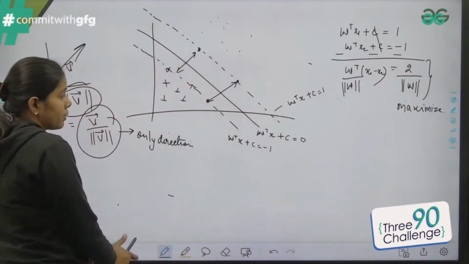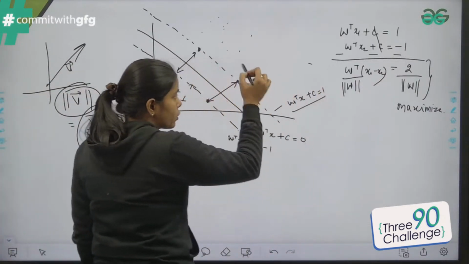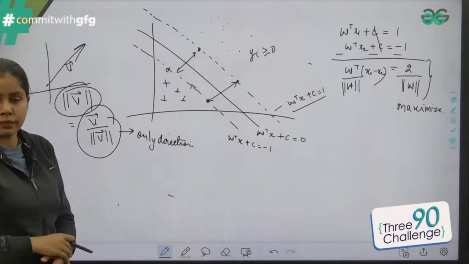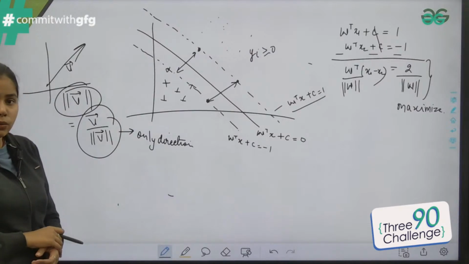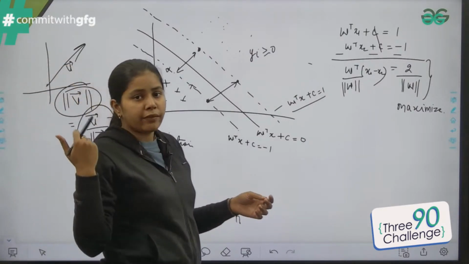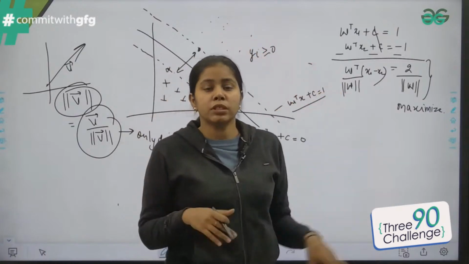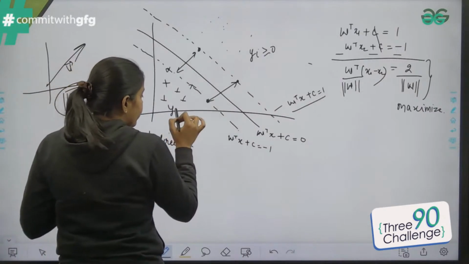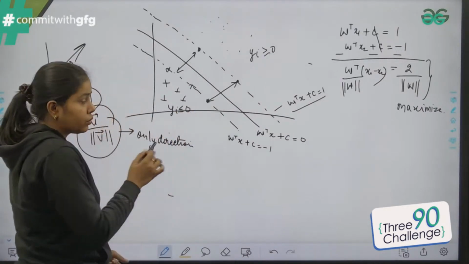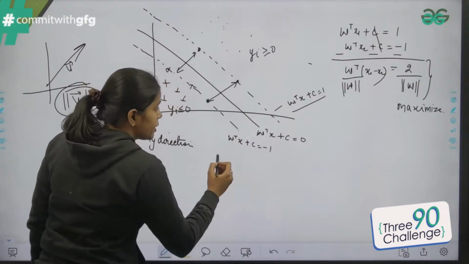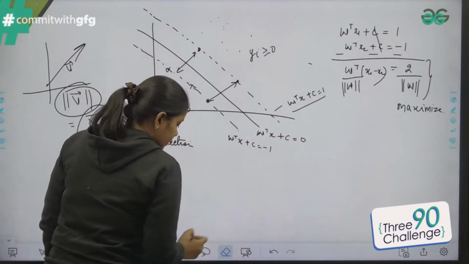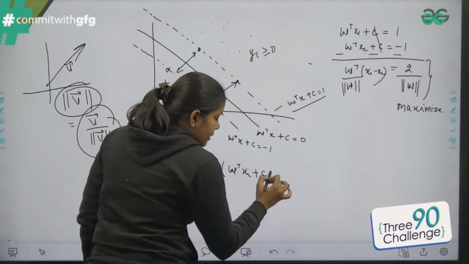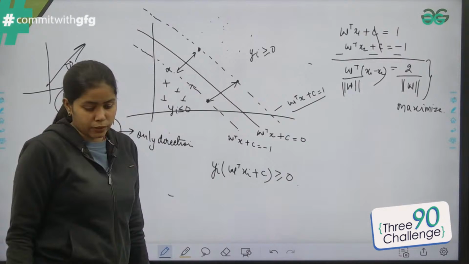And guys, one more thing, because w transpose x plus c is equal to 1 here, can I say that yi is greater than or equal to 0 here? Why is yi greater than or equal to 0 here? Because the example which we have taken gives me a yes or no value. So let's suppose playing tennis we take as positive, and not playing tennis we take as negative. So on the right side it is positive, on the left side it is negative. So can I say in general that yi times w transpose xi plus c is greater than or equal to 0? Can I do that?